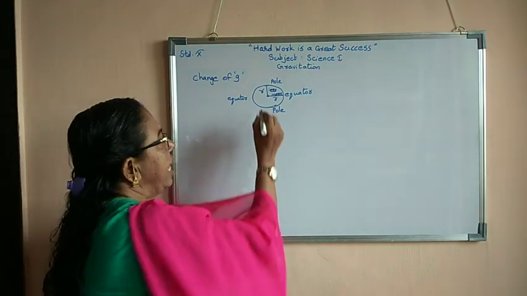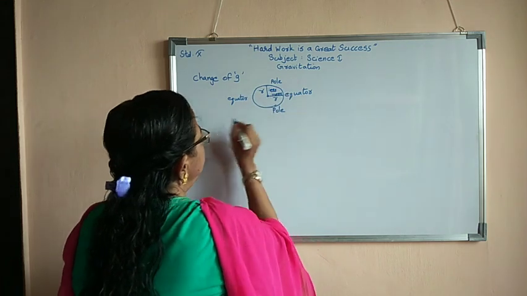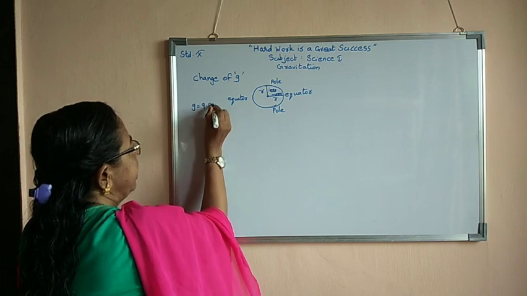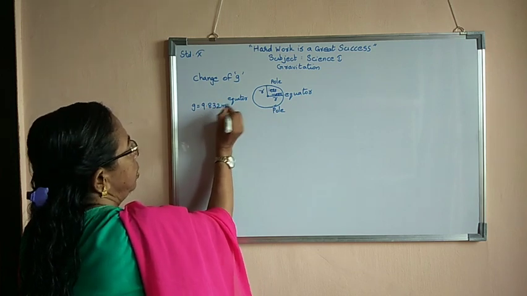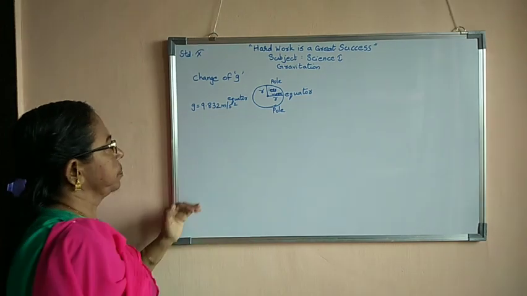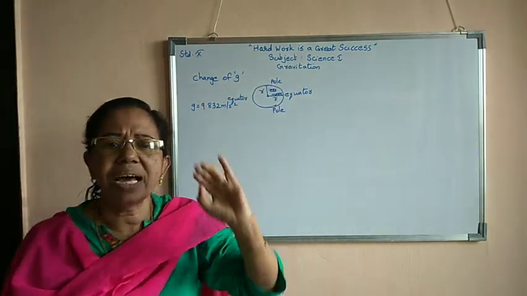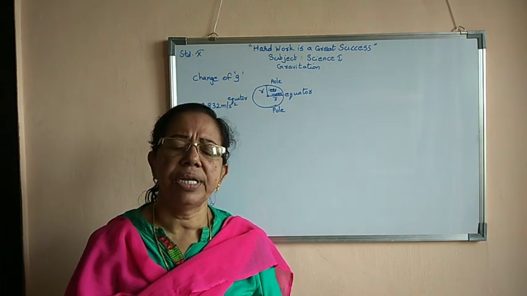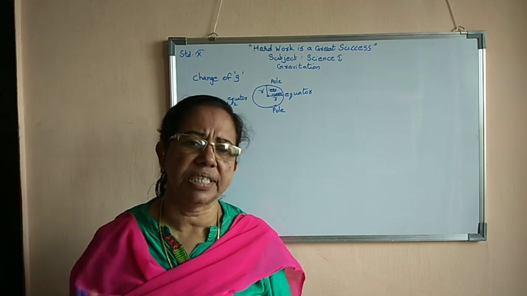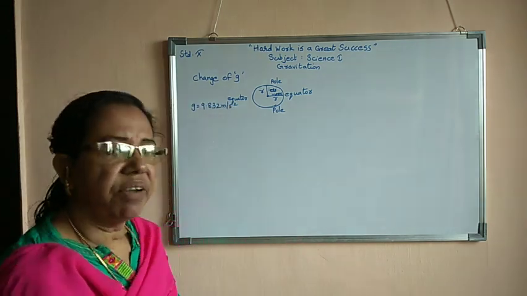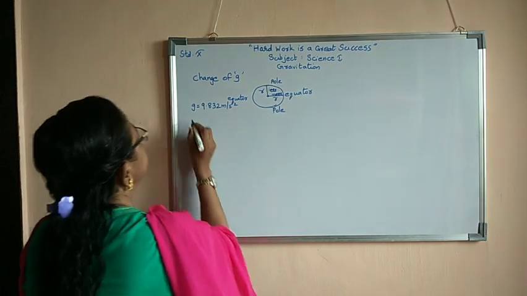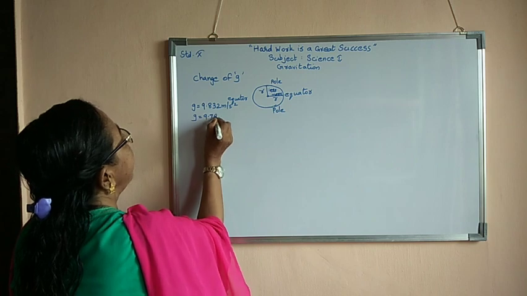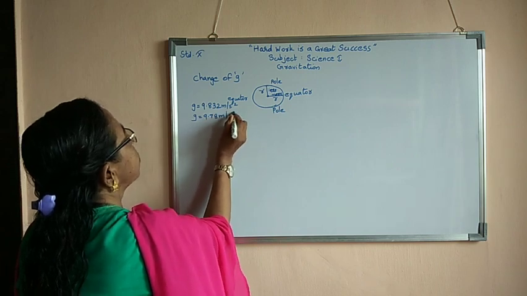Now we can say, at the polar region, the value of g will be equal to 9.832 meter per second square. At the pole or polar region, the value of g will be equal to 9.832 meter per second square. But at the same time, the value of g at the equator will be equal to 9.78 meter per second square.